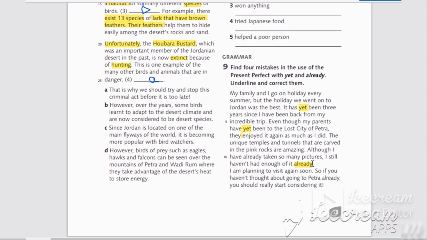Excellent. I still haven't had enough of it already. Here what do we need to put, Miss? We need to put yet, because it is negative. I'm planning to visit it again soon. So if you haven't thought about going to Petra yet, excellent, because it is negative here we put yet. You should really start considering it. So, already, yet. These are the answers of the activity book.